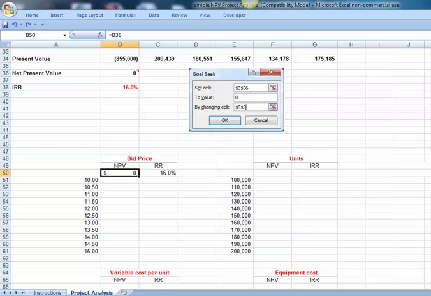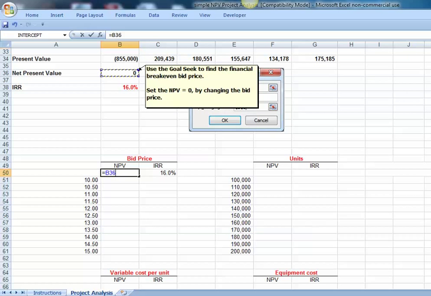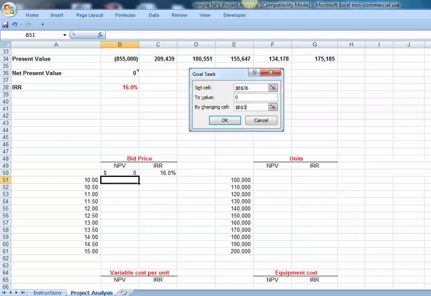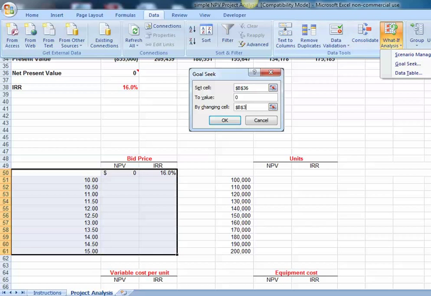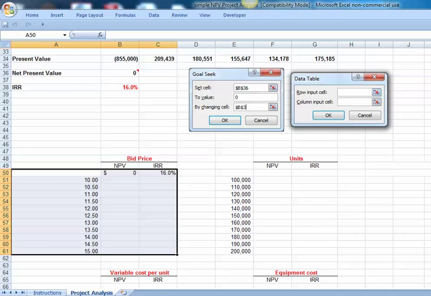And I've already done that on this one. So equals, we want to know the net present value. And we also want to know, in this case, say the IRR. Okay? So we've put those at the top of our table. Then we're going to highlight the cells that include the inputs we want to know about, these bid prices. We want to calculate these values. So notice the cells that I've highlighted. Then we're going to go up to data, what if, data tables.